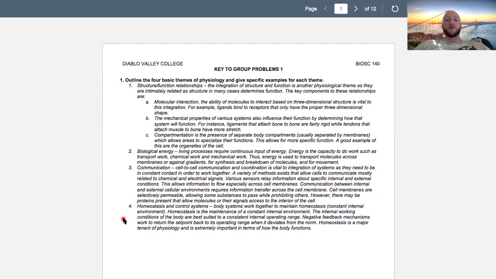Homeostasis and control systems. So homeostasis, you should definitely know all of the vocab words related to homeostasis. So what is homeostasis? It's the maintenance of a stable internal environment, a constant internal environment. The internal working conditions of the body are best suited to a constant internal operating range. How many chemical reactions take place in your body? A lot. And they need specific conditions in order for all of those reactions to take place. You need to maintain those conditions in order to have a functioning human being.